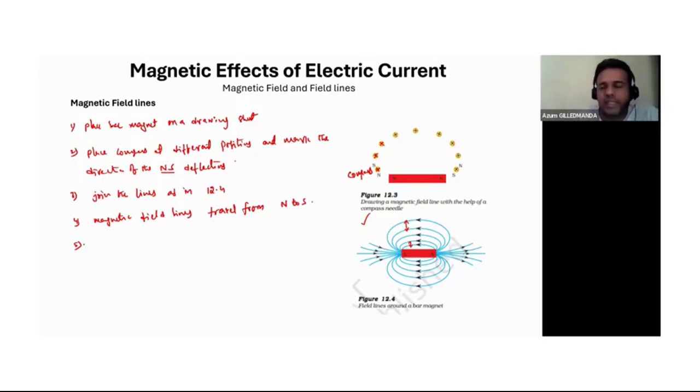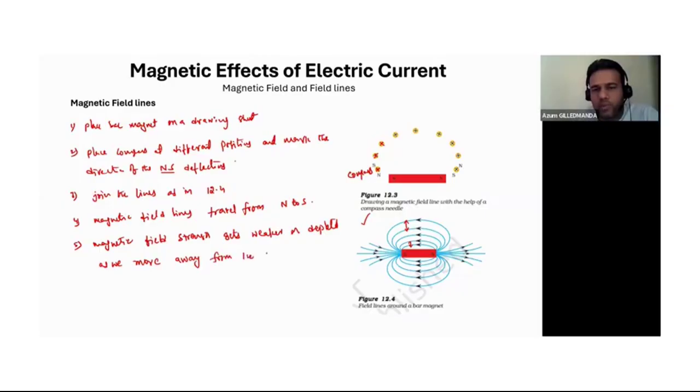The field lines get depleted, right? Or the magnetic field strength that we have already learned. Say the magnetic field strength gets weaker or depleted as we move away from the magnet. Move away from the magnet.